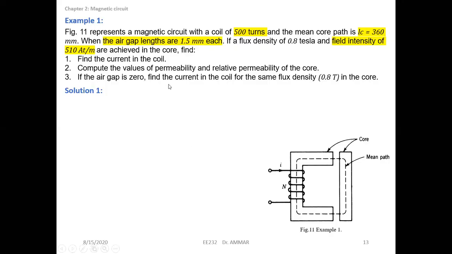Yes, okay. So figure 11 represents a magnetic circuit with a coil of 500 turns, and the mean core path, the mean length, we call it length or path because it's the path of the flux, is equal to 360 millimeter. The air gap length is 1.5 millimeter each. Look here, we have 2 air gaps. We are seeing the magnetic circuit with 2 identical air gaps. They have the same length. When we have 0.8 flux density, the field intensity is equal to 510 ampere turns per meter. Firstly, they ask us to find the current in the coil.